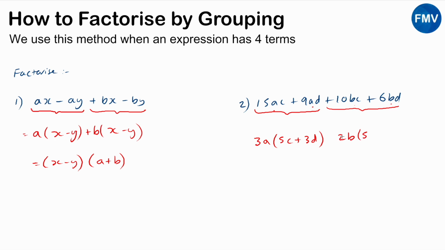Now, I should be getting 5C plus 3D. Let's have a look. 2B times 5C is indeed 10BC. That needs to be positive to make it positive. And finally, 2 times 3 is 6. Got the B already, so it's just 3D. That works, they're both the same. So those are a common factor to both terms. And we just put the rest in the bracket. So they are factorised. Let's have a go at 2 more and then we're done.